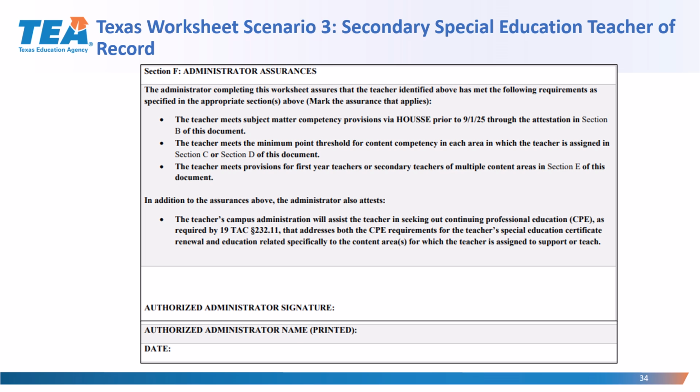Finally, Section F of the worksheet will be completed. The administrator will provide the assurance that the teacher met the minimum point threshold for content competency in each area they are assigned as teacher of record in Section D of the document. The authorized administrator will provide their signature, their name, and the date the worksheet was completed.